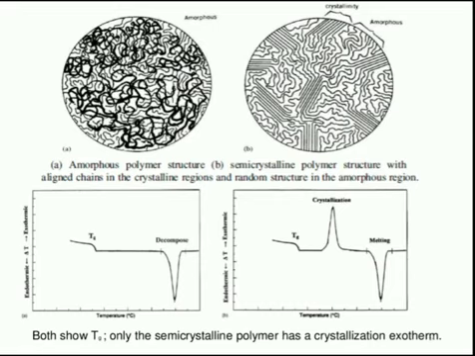Here, the figure shows the amorphous polymer structure and the semi-crystalline polymer structure, with aligned chains in the crystalline regions and a random structure in the amorphous region. If we see the graph of the amorphous and semi-crystalline polymer structures, only the semi-crystalline polymer shows the crystallization exotherm. So one undergoes decomposition and the other undergoes crystallization as well as melting.